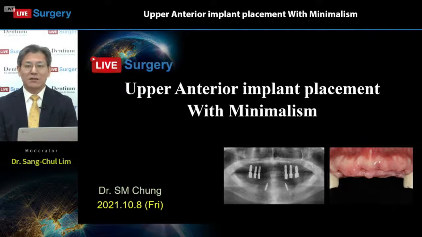Today, Dr. Chung is invited, same as before. He is showing implantation on the upper anterior area with the minimalism concept. These procedures will be introduced with various authentic techniques of Dr. Chung. I hope this live surgery helps and improves you in your practice. Okay, let's take a look at today's case. Today, the title is Upper Anterior Implant Placement with Minimalism.